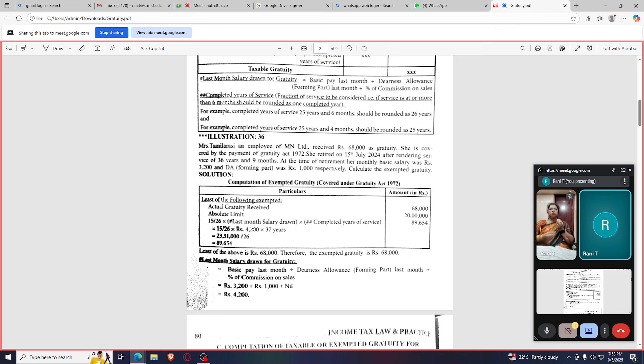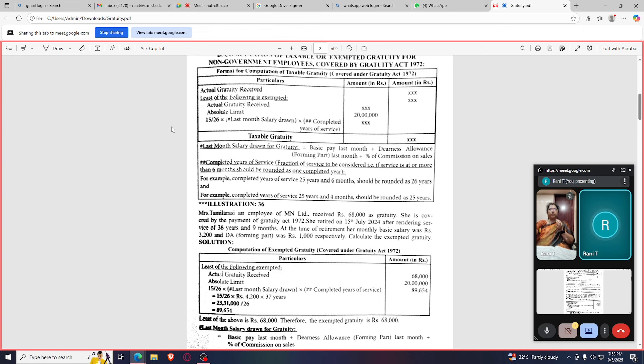So what you are going to do is use this formula. For example, actual gratuity received is 68,000, absolute limit is 20 lakhs, and this formula you are going to apply. What is this formula? 15 divided by 26 into last month salary drawn. What is the last month salary drawn? 3,200 plus 1,000, which is the DA which has to be included in the salary. So 4,200. So 15 by 26 into 4,200. Then again into completed years of service, so that into 37 years.